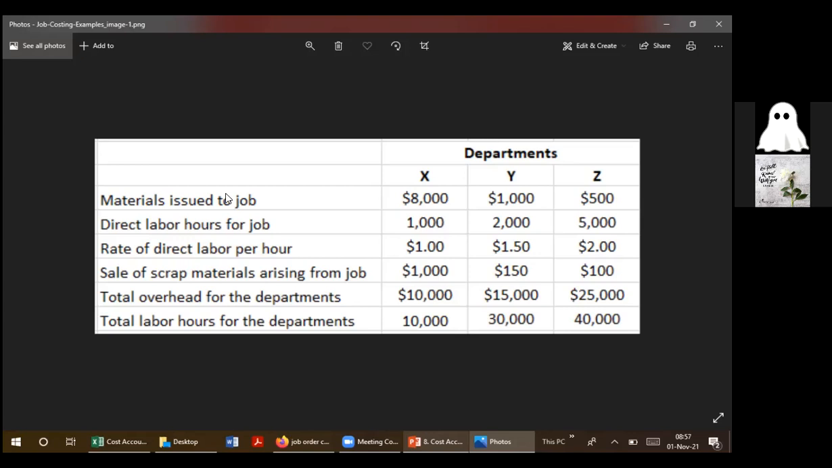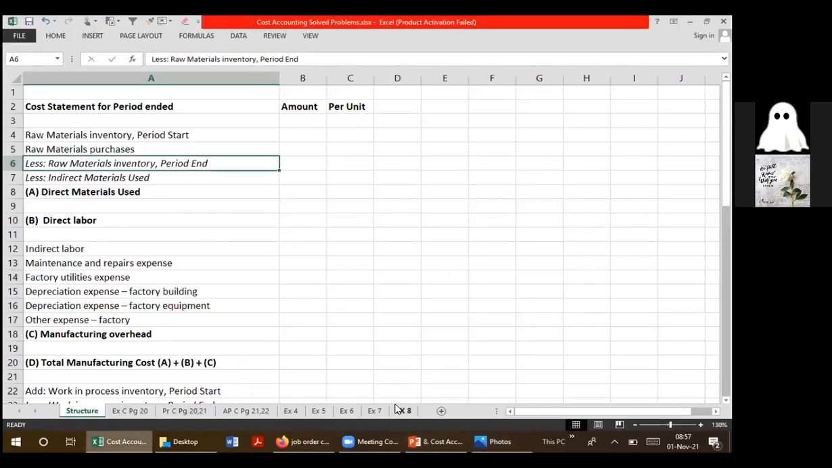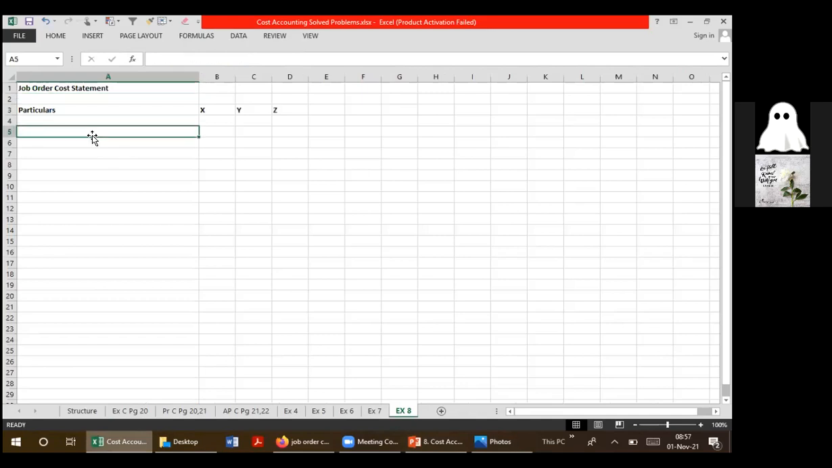Okay, so direct material. We do not have any start of the year, we do not have any end of the year, and we do not have any purchases. So we directly have direct material here. So material issued for the job is our direct material. So since we have nothing else, we'll just write A, direct material.